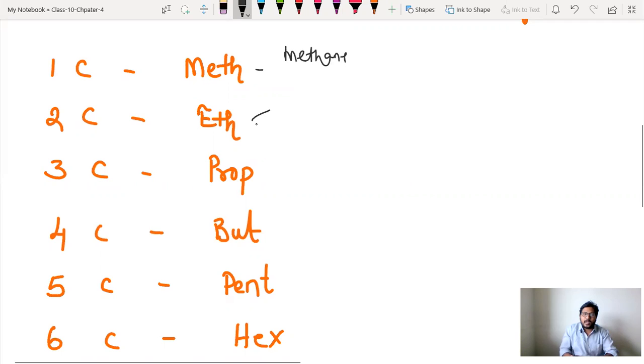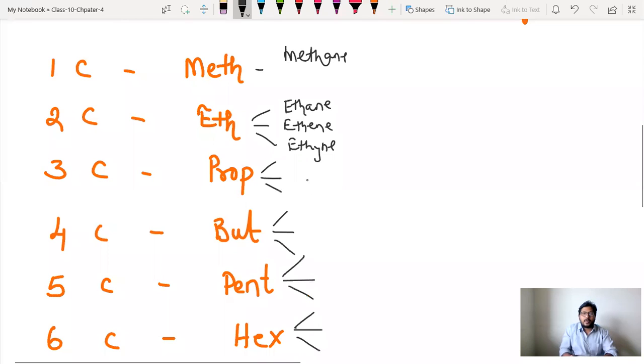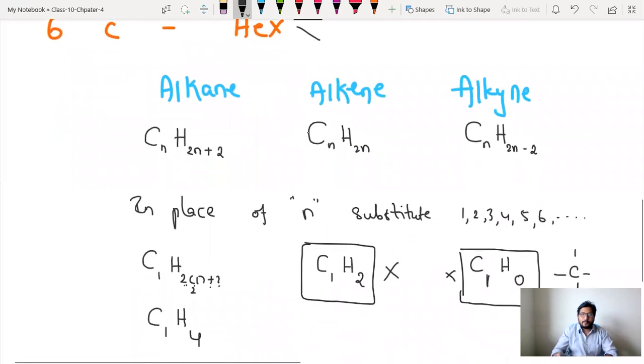You see, eth, we have 3 names. Ethane, because alkane, alkene, ethene, alkyne, ethyne. For propane, propene, propyne, butane, butene, butyne, pentane, pentene, pentyne, hexane, hexene, hexyne. We'll discuss this with formulas in our next lecture. And meanwhile, you can take screenshot of this or you can write this in your classwork. That's it in this lecture.